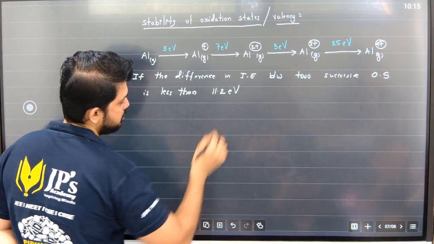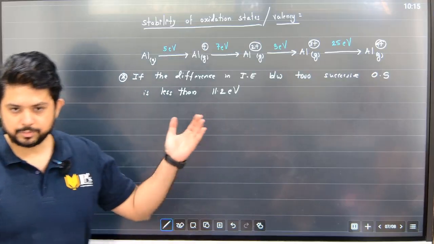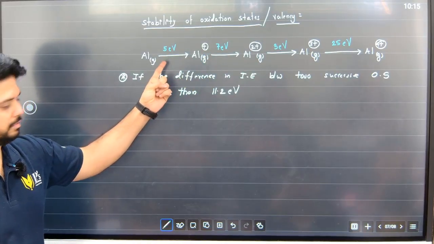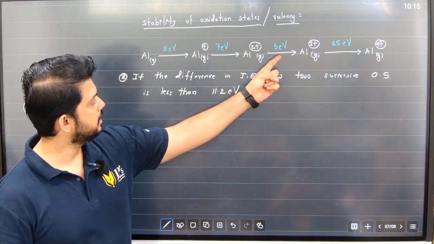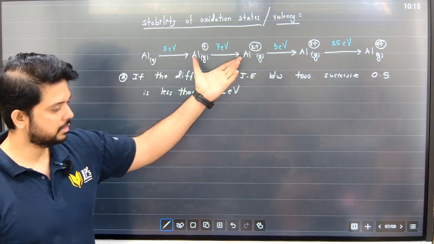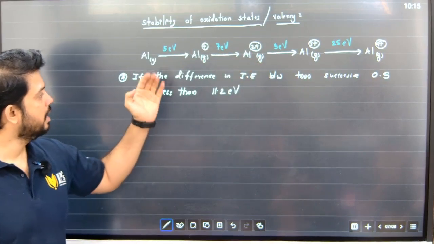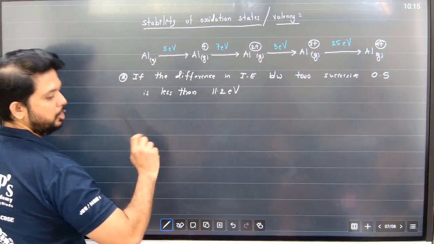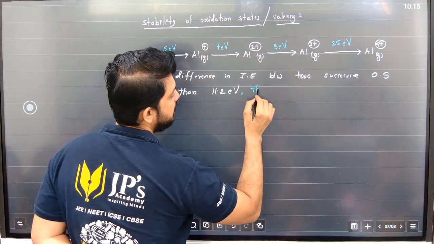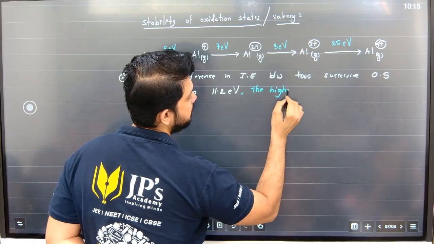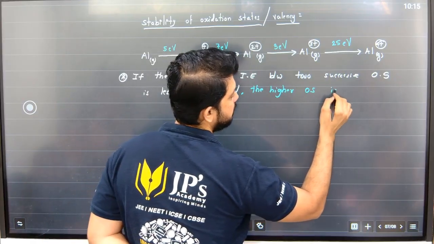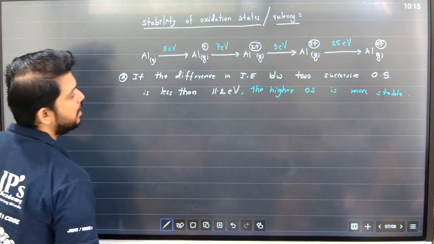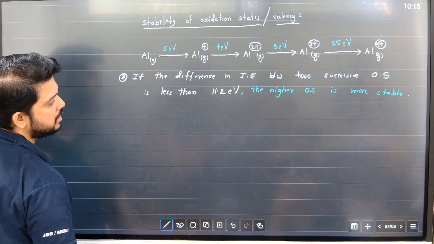11.2 electron volts. I repeat, the difference in values between two successive oxidation states' ionization enthalpy values. So like 7 minus 5 is 2, okay. Then going from 7, it is the mod of the difference value. So this is 4. Now when that value is small or is less than 11.2 electron volts, the higher oxidation state is more stable. I repeat, the higher oxidation state is more stable.